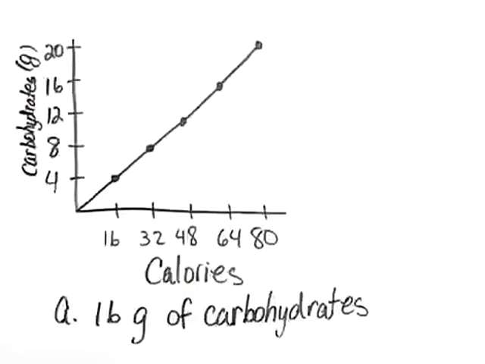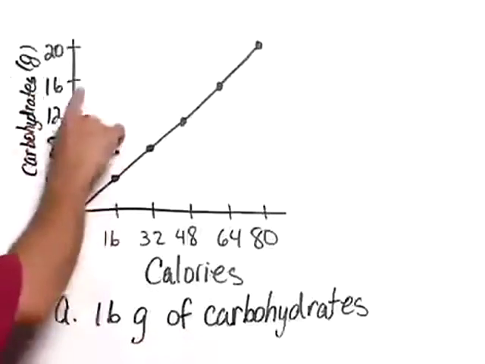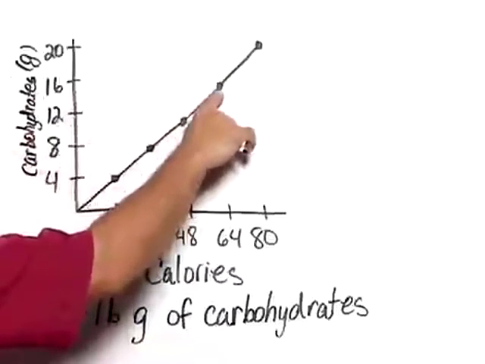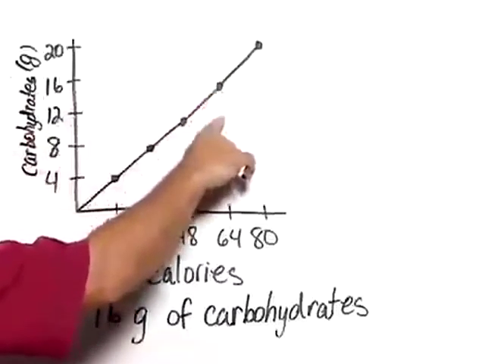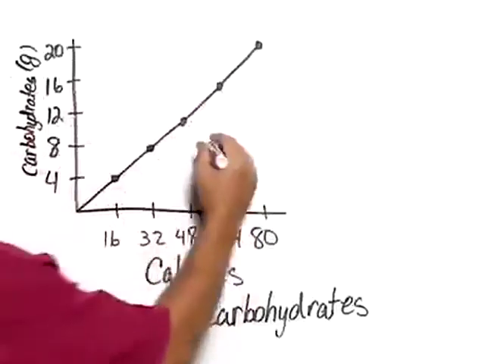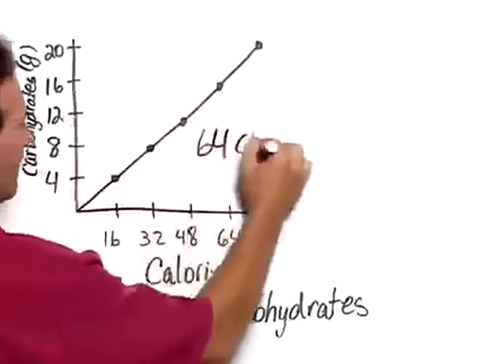For part A, we have 16 grams of carbohydrates. So we look on the vertical axis because that's carbohydrates, and we locate 16 grams. We then move straight across to where it intersects the line, which is at this particular point. And then we come down and we see that it's at 64 calories.